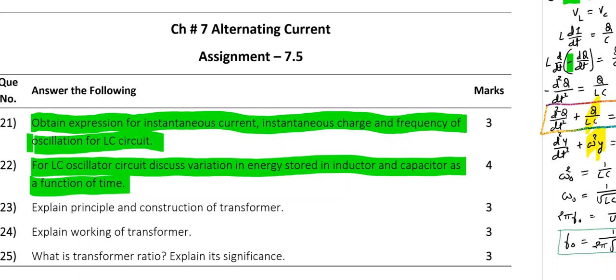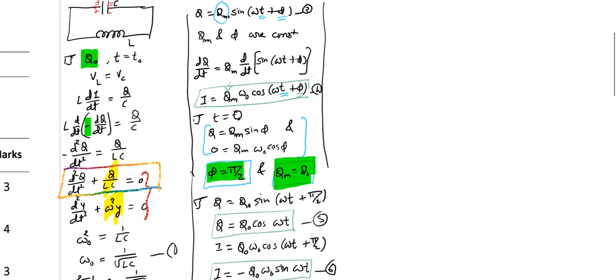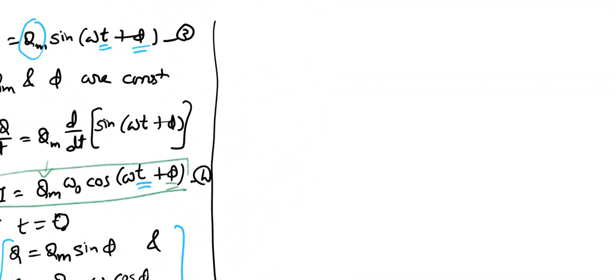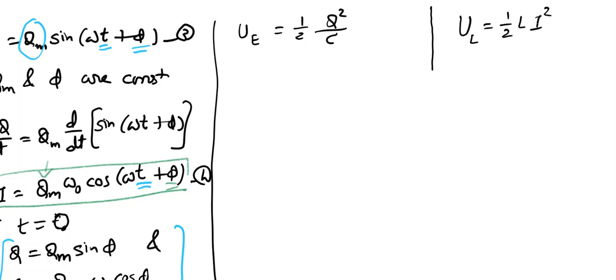Now let us move to the second one. For LC oscillator circuit, describe the variation in energy of inductor and capacitor. So now if I write the expression for energy of capacitor, it is given as half q square by C. And in case of inductor, it is half L I square. We know that capacitor stores its energy in the form of electric field, and inductor stores its energy in the form of magnetic field. Okay, so let me write here UB. B indicates magnetic field. So now I substitute the q value.